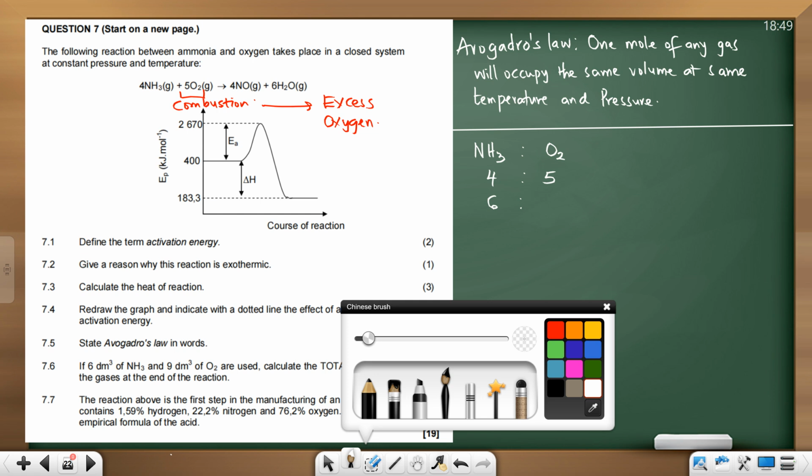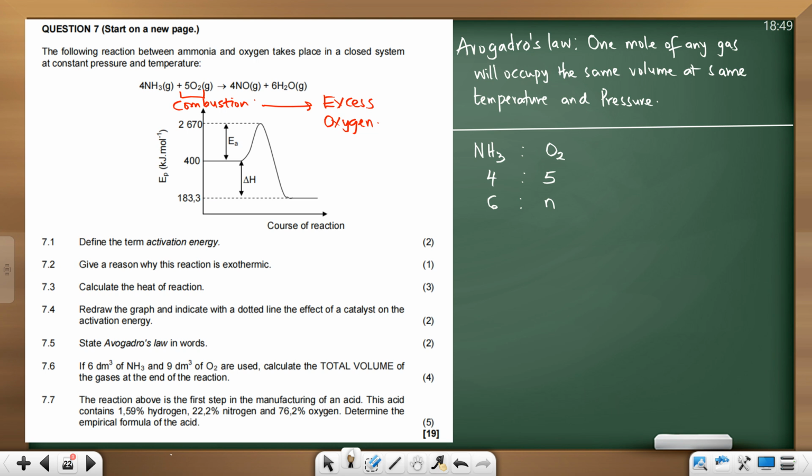If 4 moles is to 5 moles, so I'm converting straight, and I'm saying then 6 dm cube is to n. Since it's volume, I'm using volume straight. What would this be? The volume of oxygen. 7,5. It means oxygen left will be 9 minus 7,5. I hope that makes sense.